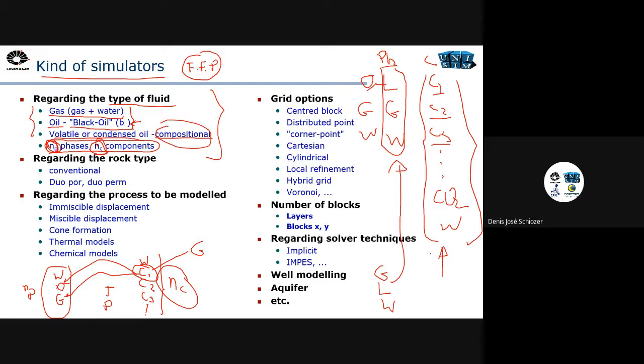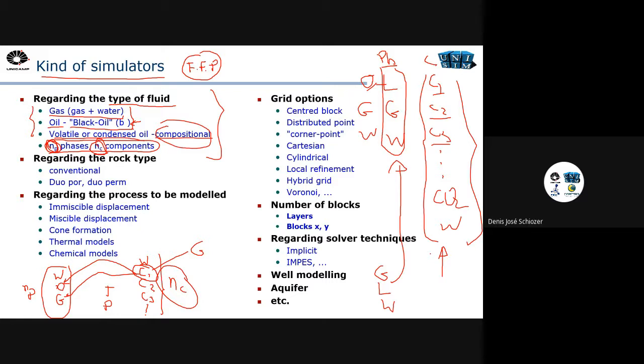And the thermal model is used in reservoirs where we are injecting steam, where we are injecting hot water, where we are doing in situ combustion and so on, where we have a very high difference in temperature. And as the difference in temperature is very high, we have to consider this in the fluid behavior, okay? I'm not going to talk about the thermal models in this course, because in Brazil, this is not as important as it is in Canada, in Venezuela, and other countries.